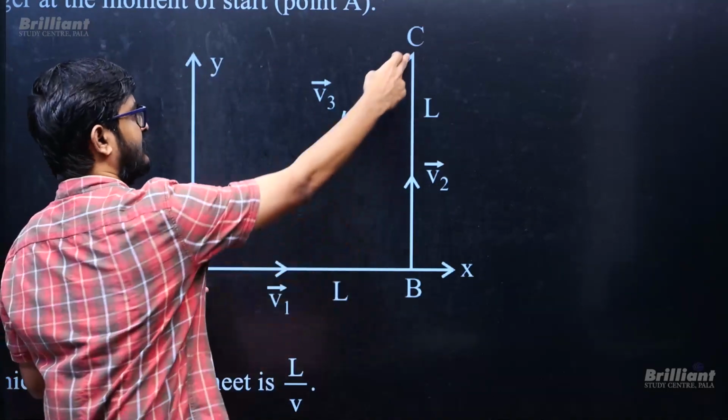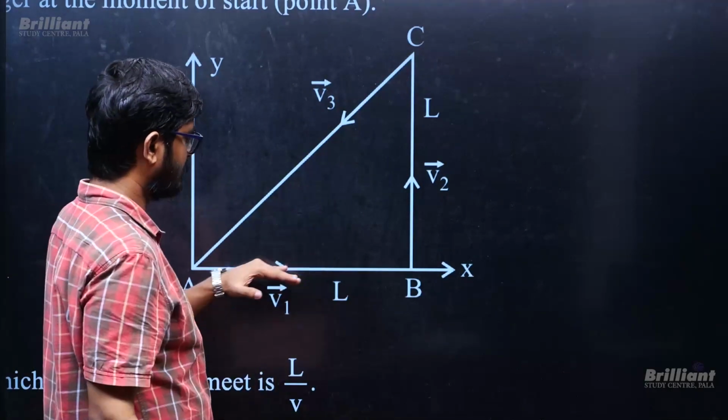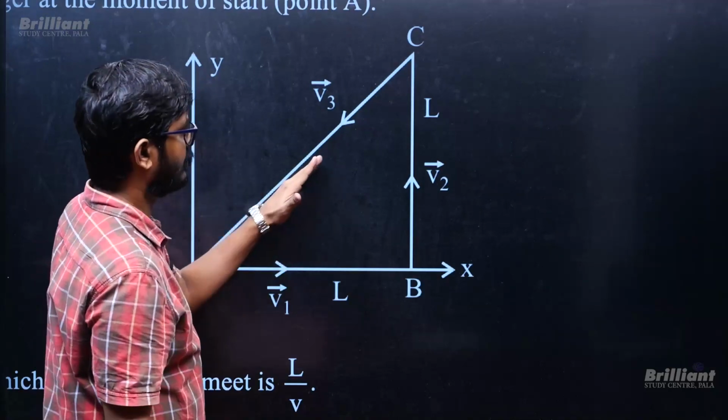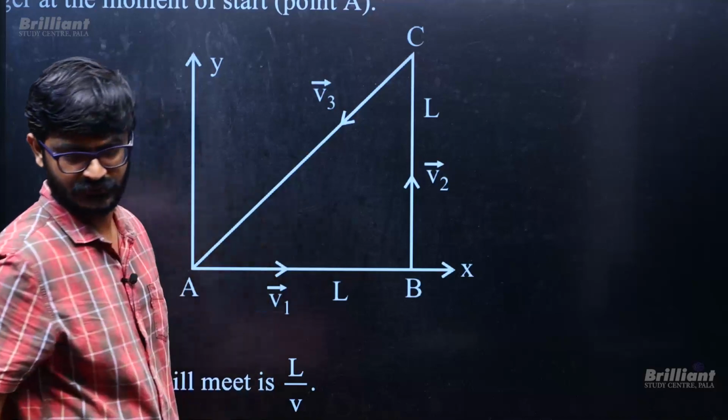Now what about this length? If this guy alone moves, then this length will be reducing at a rate V3. If this guy also moves, then it will be reducing at a rate V1 by root 2. So totally it will be reducing at a rate V3 plus V1 by root 2.